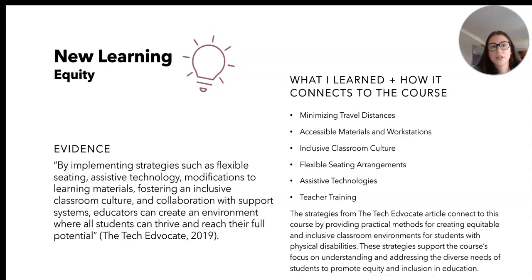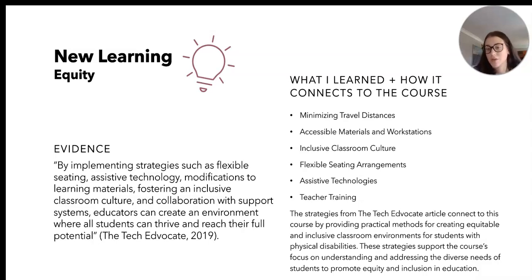For the next section in the new learning, we have equity. So what I learned in this one and how it connects is minimizing travel distances, accessible materials and workstations, inclusive culture in the classroom, flexible seating arrangement, assistive technology, and teacher training. So the strategies from this article connect to the course by providing practical methods for creating equitable and inclusive environments in the classroom for students with physical disabilities.